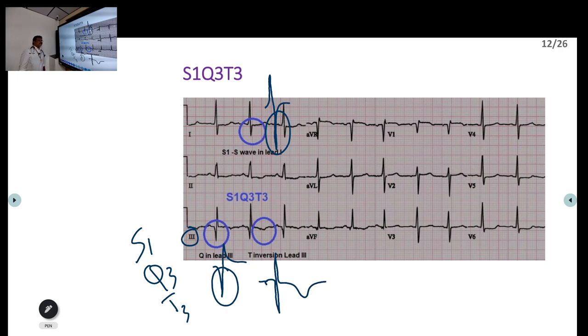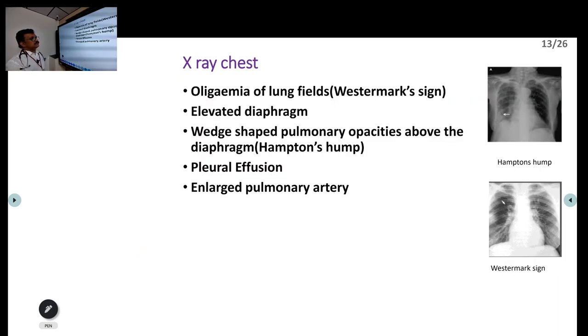So this is a classical finding seen in pulmonary embolism, but not very common in cases with pulmonary embolism. Now, chest X-ray shows two important signs that you should remember. One is Westermark sign, oligemia of lung field. That means when the pulmonary embolism occurs for an artery, normally you get blood vessels like this.